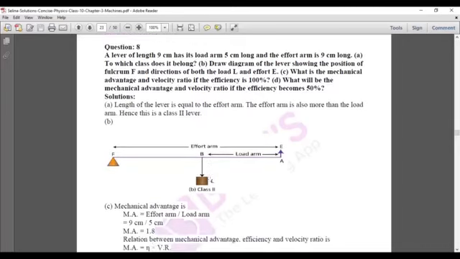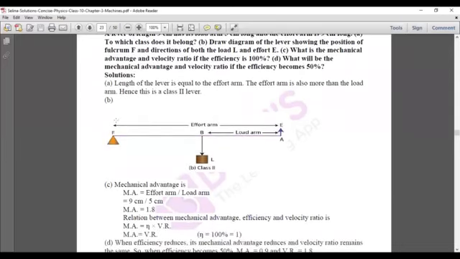So, first answer, length of lever is equal to effort arm. The effort arm is also more than the load arm. See here, a lever of 9 centimeter and effort arm is also 9 centimeter. It means it is a lever of class 2 because the load will be in between fulcrum and effort.